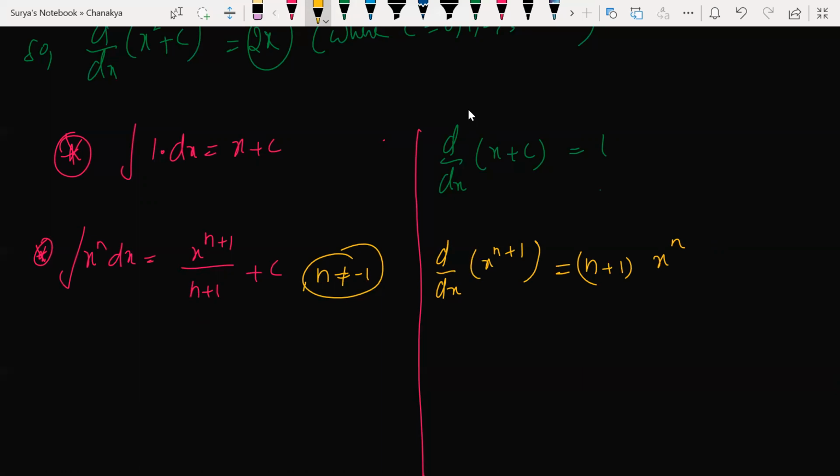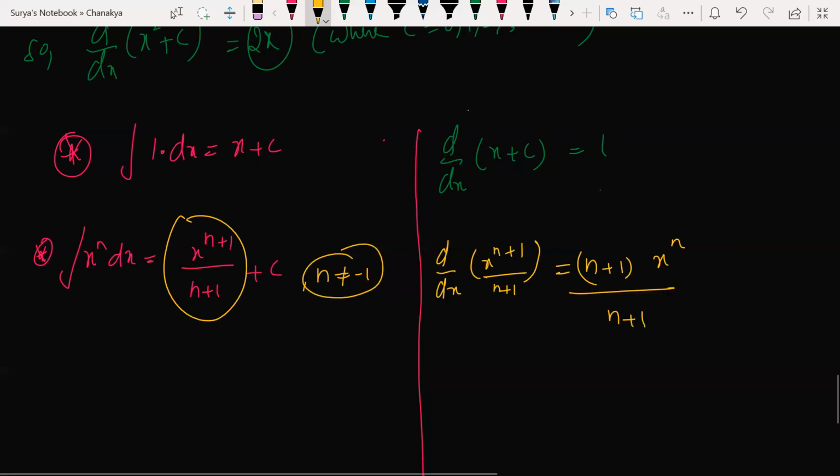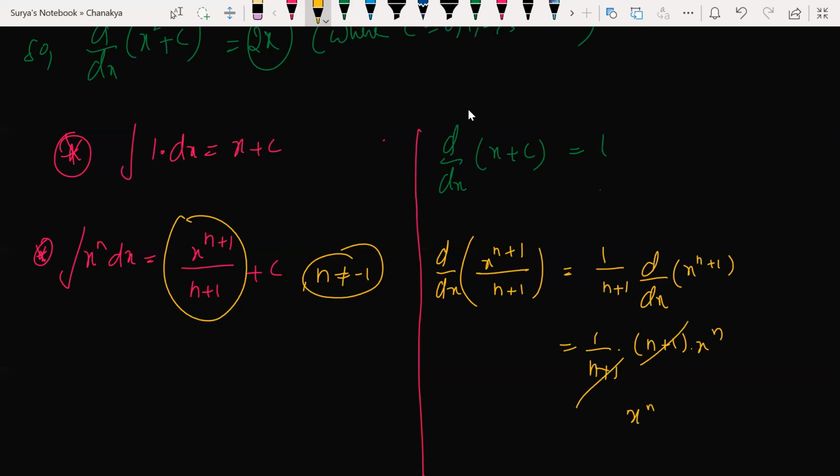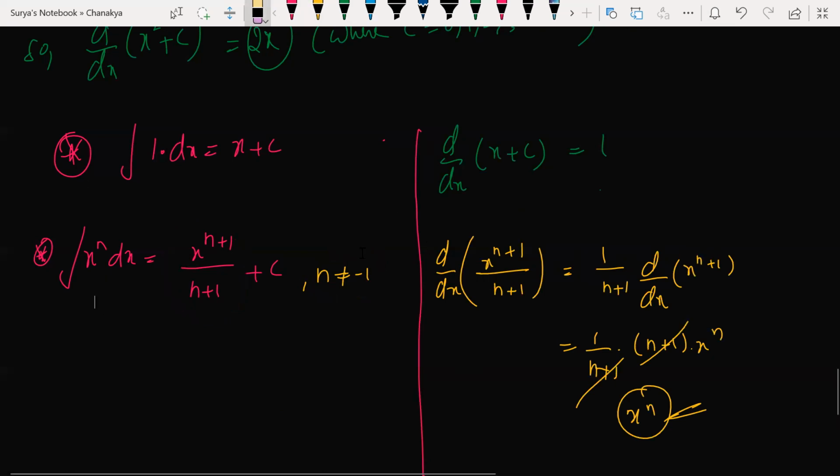So I got this. But basically, what we need here is d by dx of x to the power of n plus 1 by n plus 1. N plus 1 is a constant, so I'll just throw it outside. Now d by dx of x to the power of n plus 1 is n plus 1 into x to the power of n. This will get cancelled. x to the power of n is the answer. Again, I'm getting the same thing. So that is a basic formula of integration.